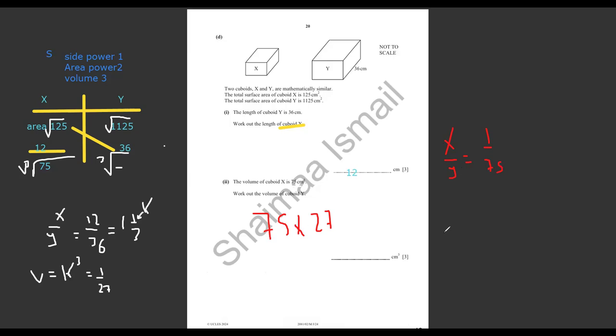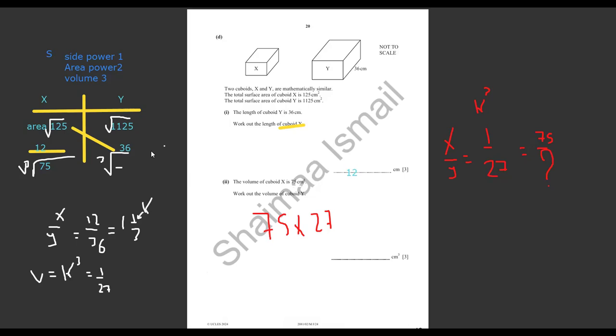No, 1 out of 27, 1 out of 27, not 75. Okay, 1 out of 27, and that is the k. Okay, for the volume, here x equals 75. We don't know the y, the missing part.